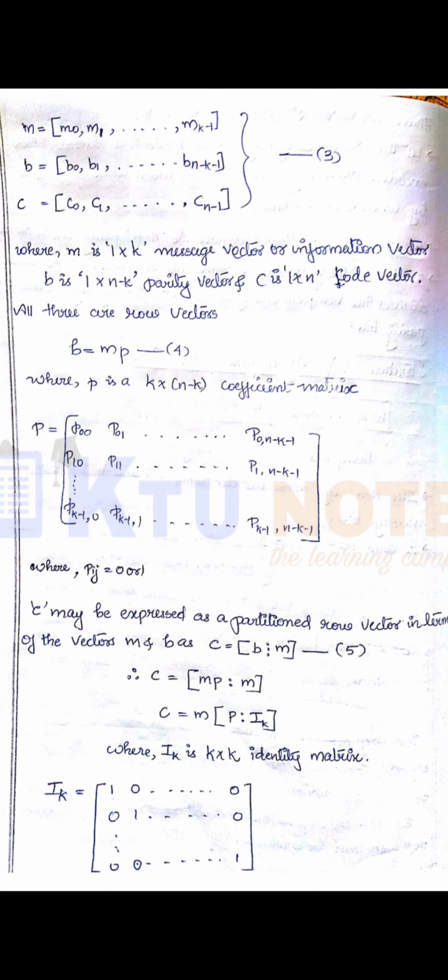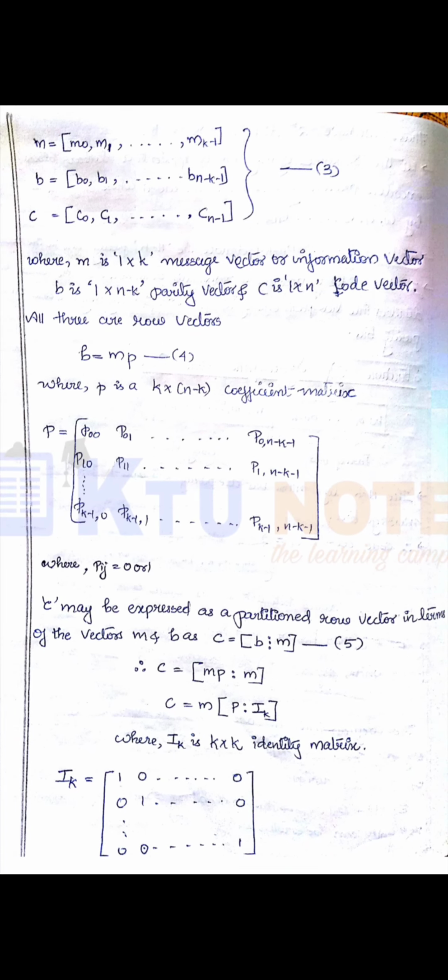Then we want to create the equation for the code word. So C may be expressed as a partitioned row vector in terms of vectors b and m. So this is the equation for C. C is equal to [b m]. So one portion of C is b, that is parity bits, and the other portion is m, that is message bits. So C is equal to the matrix [b m].